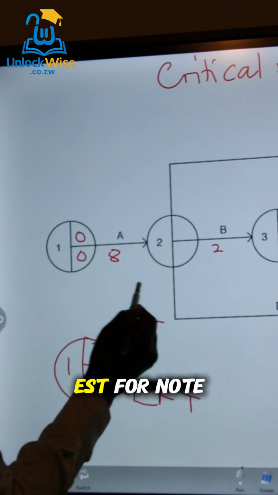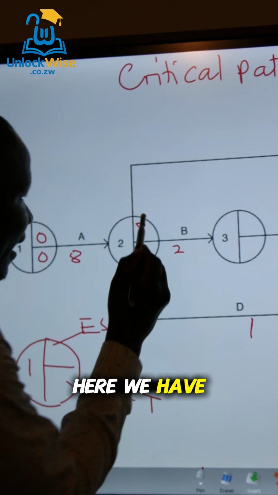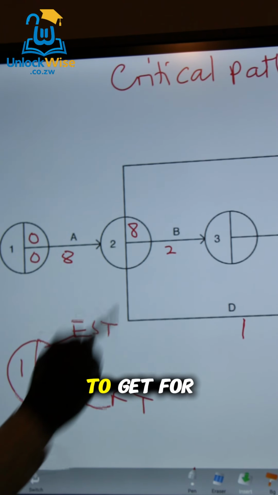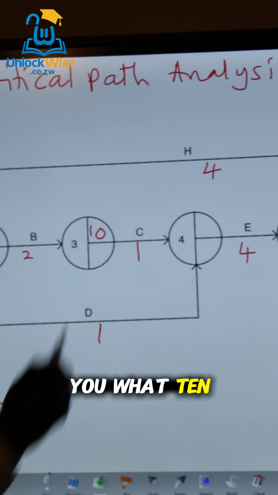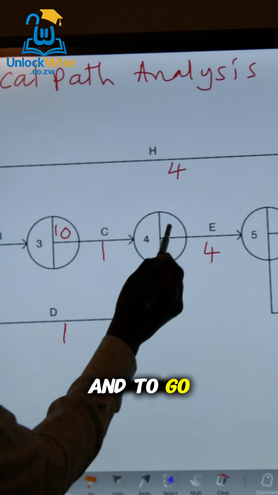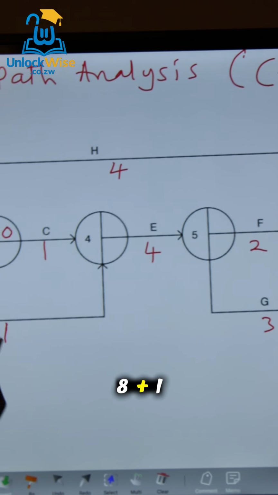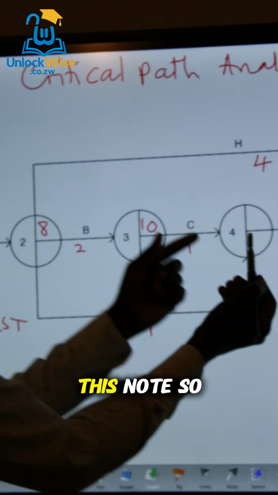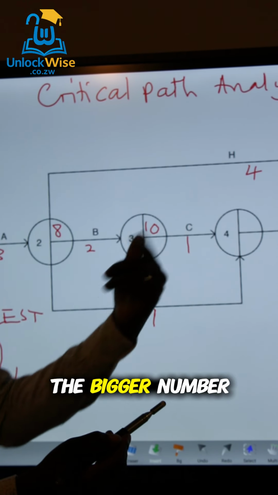Then to calculate EST for node number 2, we're simply going to go 0 plus 8. So here we have 8. To get for this one, we're going to go 8 plus 2, so it gives you what? 10. And to go there is 10 plus 1, and then we also have 8 plus 1. So we have two ways that are coming into this node. So you don't quickly jump into writing 11 there. You write the bigger number.